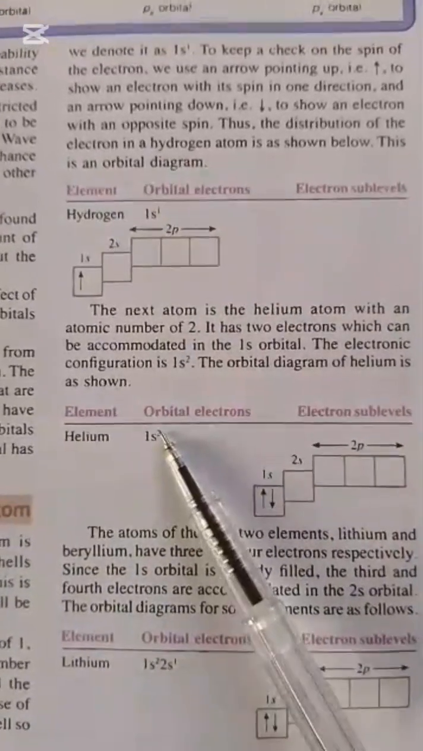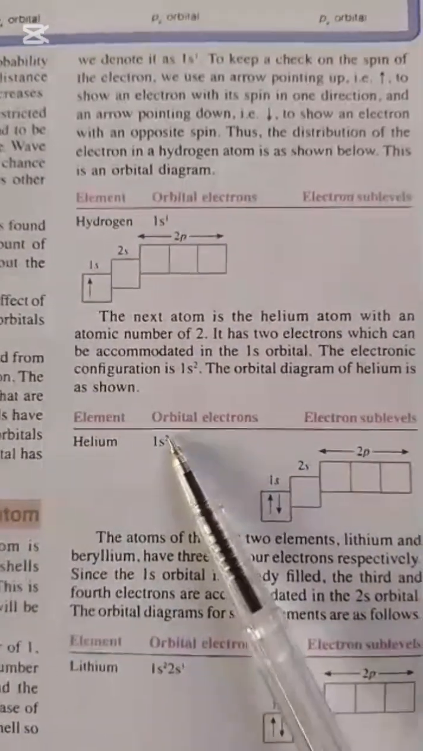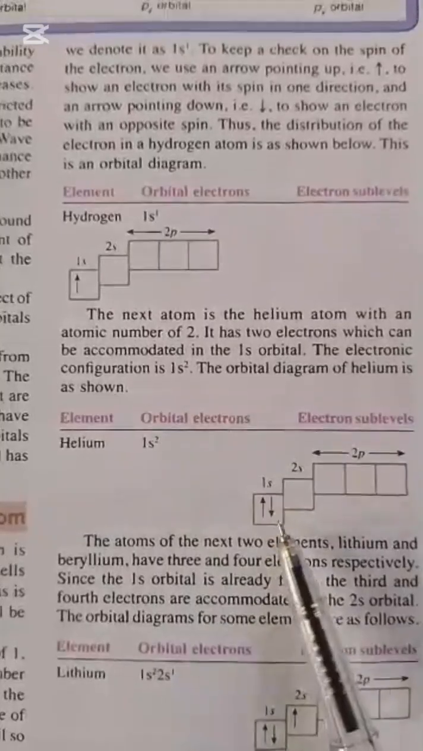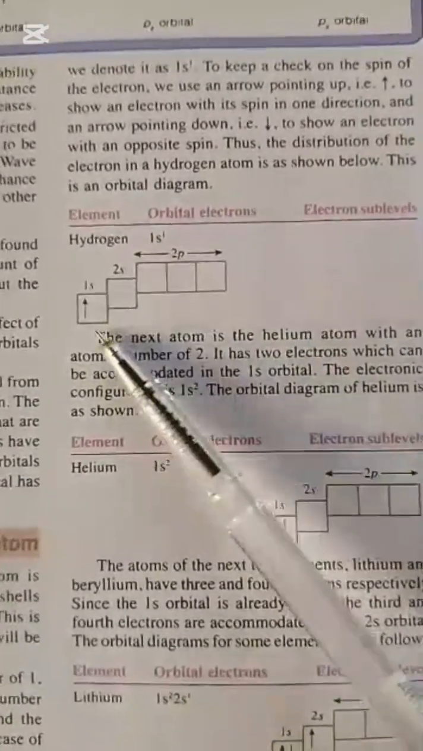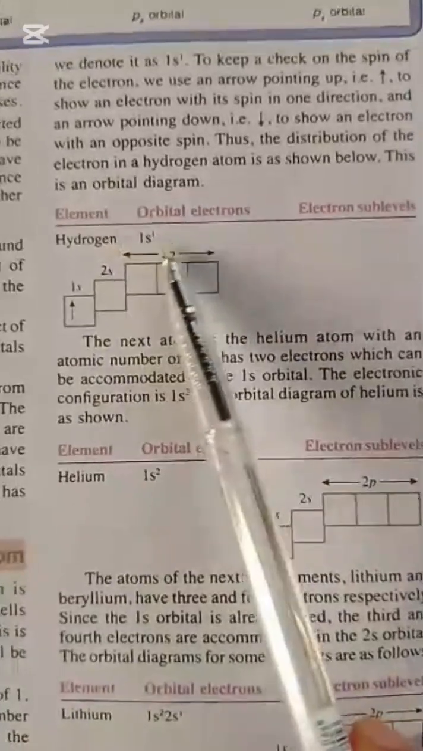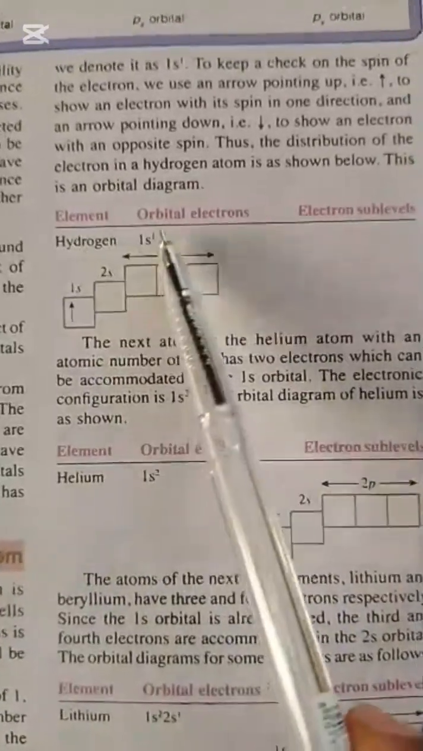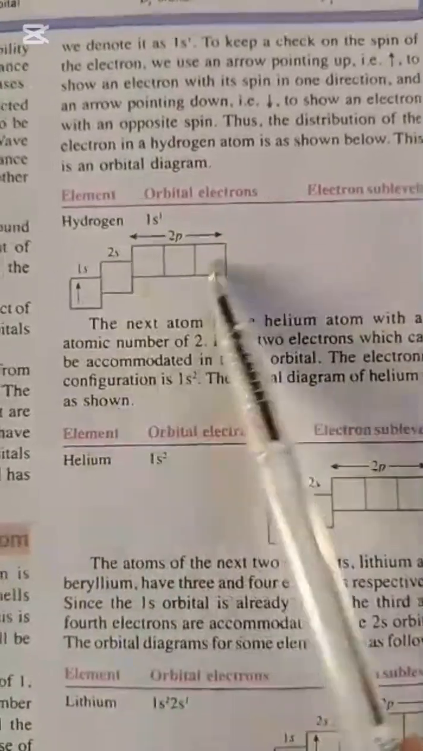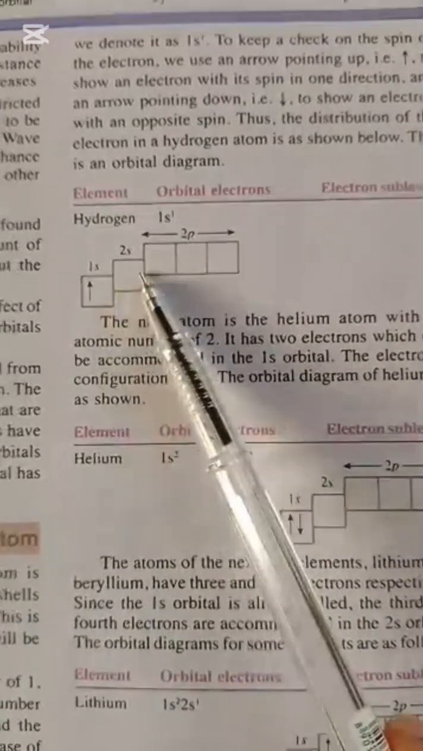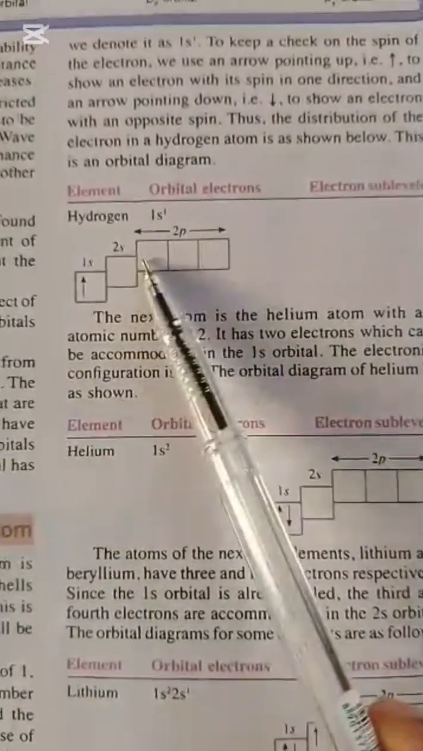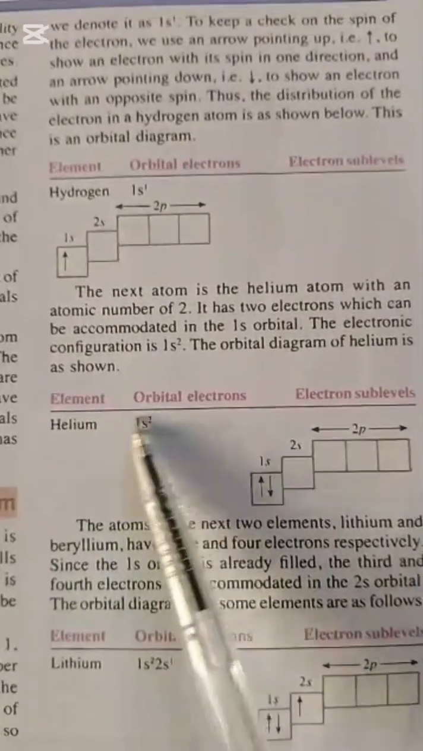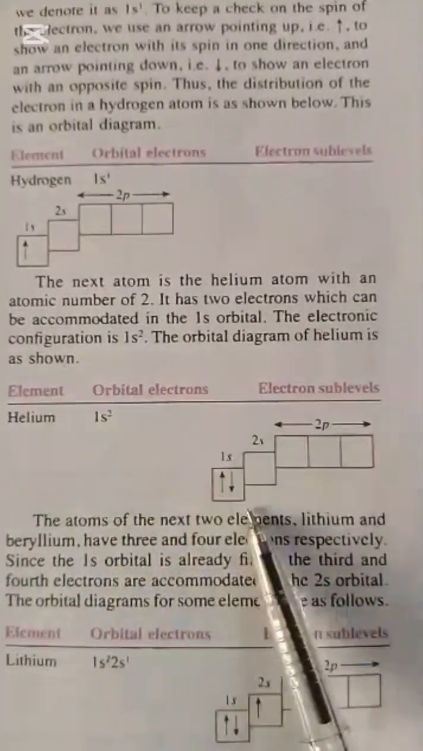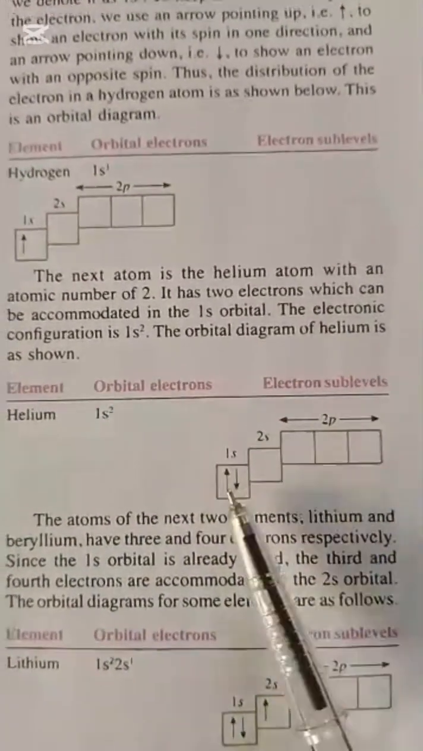Helium has atomic number of 2. That's just 2 electrons. So like I was saying, this is the electronic configuration for hydrogen, 1s1, while this diagram is called the orbital diagram, a picture of how the electrons are filling in. So look at helium. Helium has the electronic configuration of 1s2, and this is the orbital diagram. So these are the orbitals.